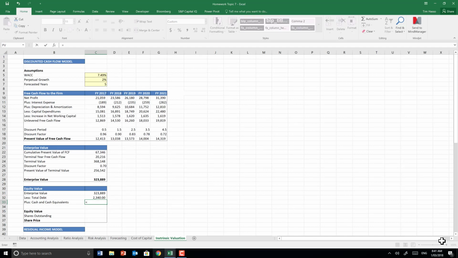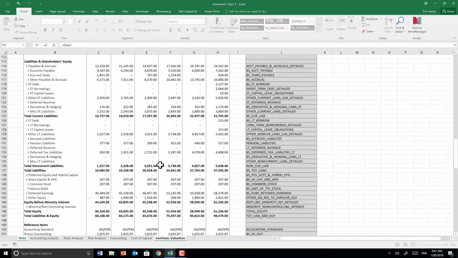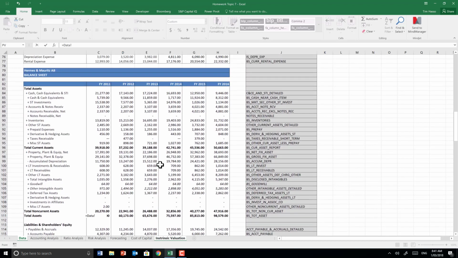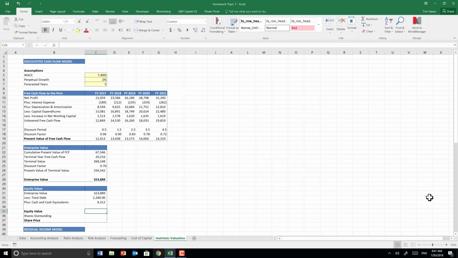Now, the cash and cash equivalents you also grab from the data sheet. So again, I go to the data sheet, but I go to my current assets section, and I can see that my cash and cash equivalents are in cell H85. Press enter and reference those. Now, the equity value is merely the enterprise value minus total debt plus cash and cash equivalents. Now for H&M, it's not a huge difference, but for some companies which have a lot of debt or a lot of cash, there will be a significant difference between equity value and enterprise value.